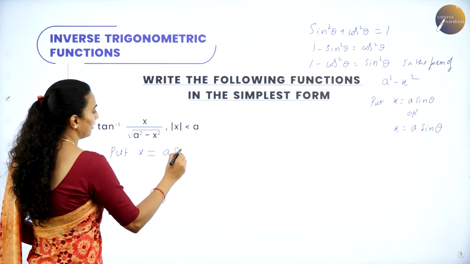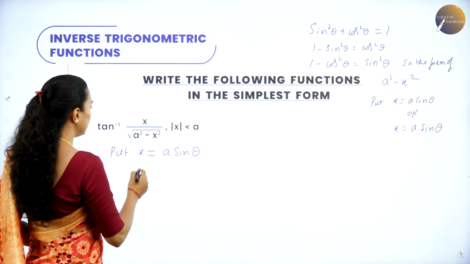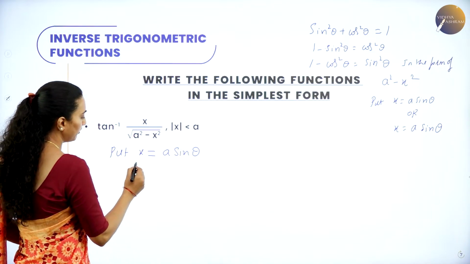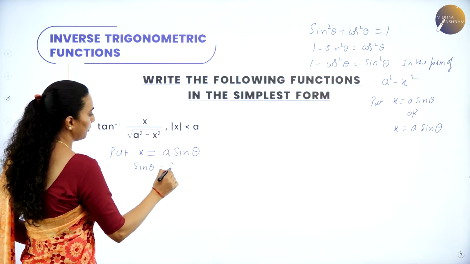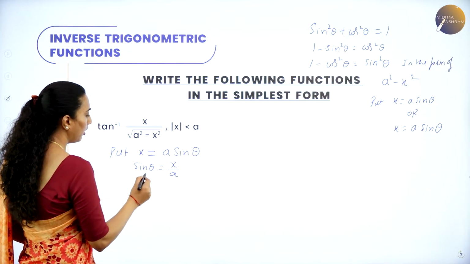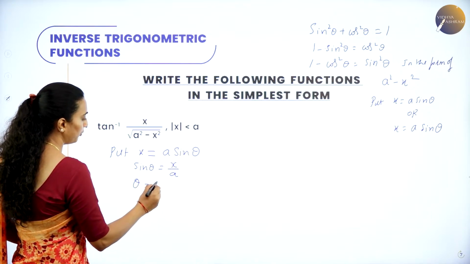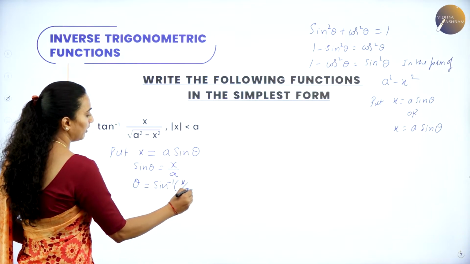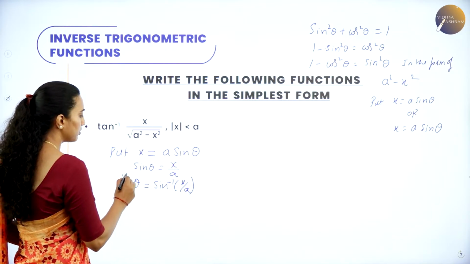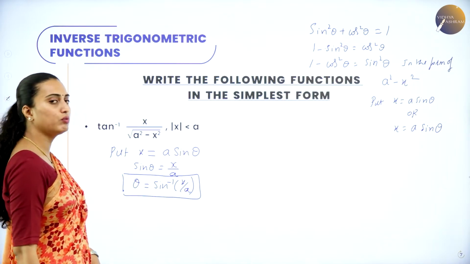a sine theta. Okay, if I am going to put x equal to a sine theta, what will sine theta be? Sine theta will be equal to, a will come to the denominator, x by a. Or what will theta be equal to? Theta will be equal to, sine will move on to that side, that is sine inverse of x by a. Okay, this is a substitution at last you are going to do. Theta is equal to sine inverse of x by a.